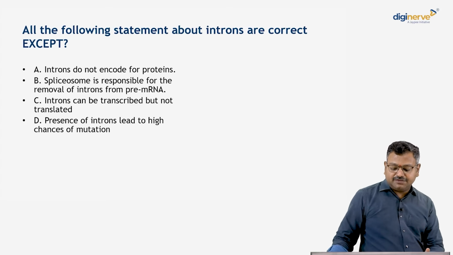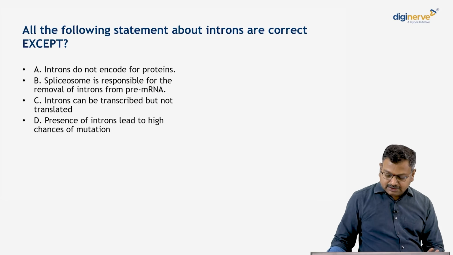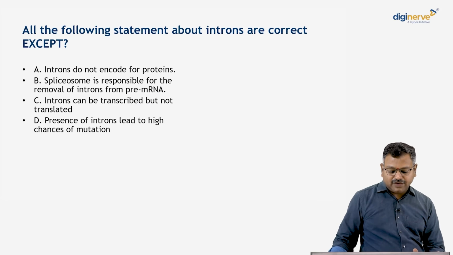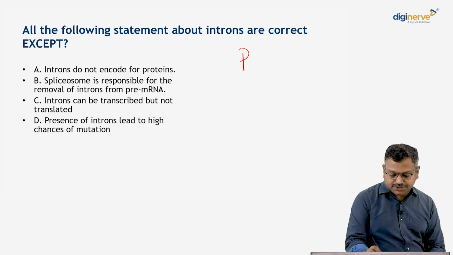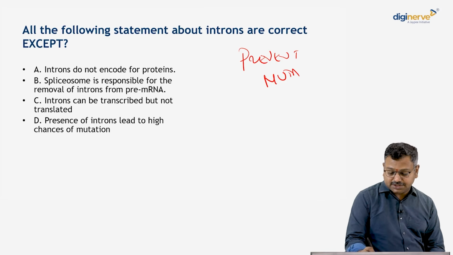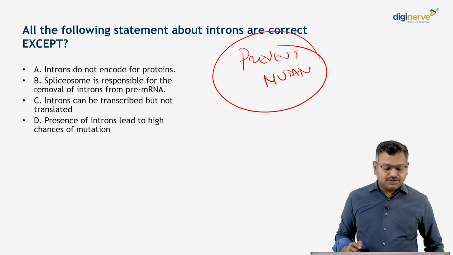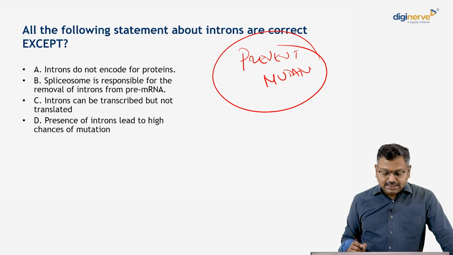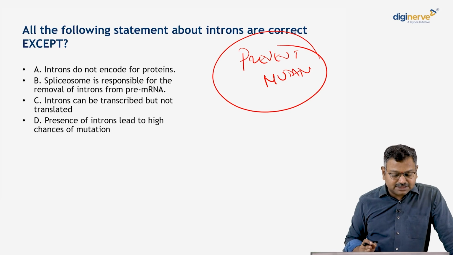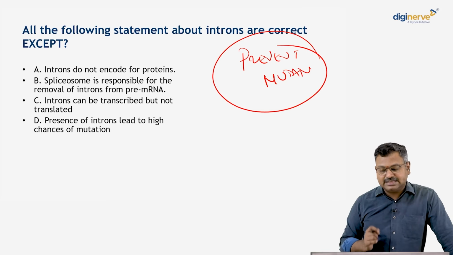All of the following are features of introns except. So you know, in the DNA you have introns and exons. Now the introns are very important to prevent mutations. So please remember, introns are required for preventing mutations. So mutations are prevented by that. So what's the action for that? Introns do not encode for proteins. The spliceosome is responsible for the removal of introns from the pre-mRNA. Introns can be transcribed but cannot be translated. The presence of introns leads to high chance of mutation.